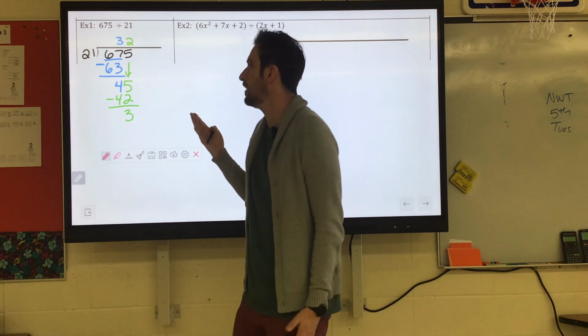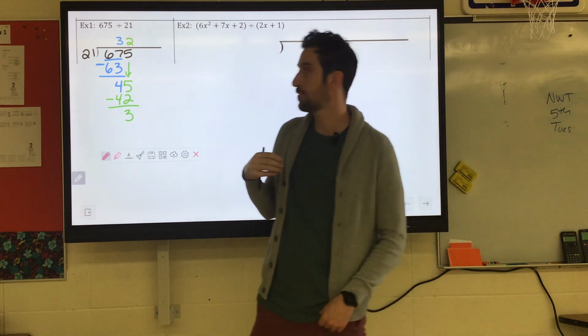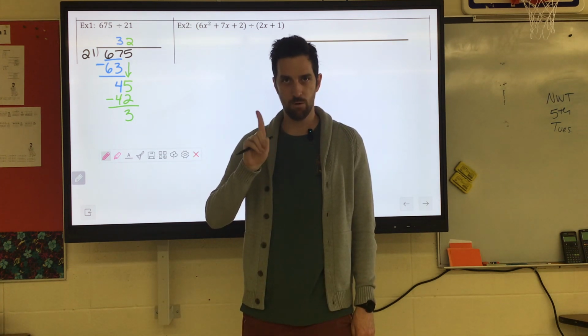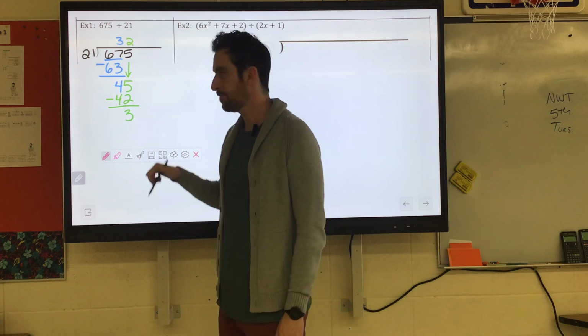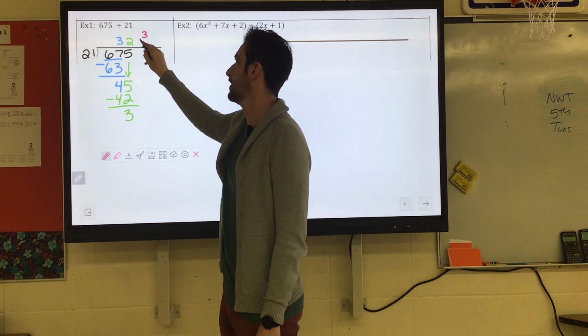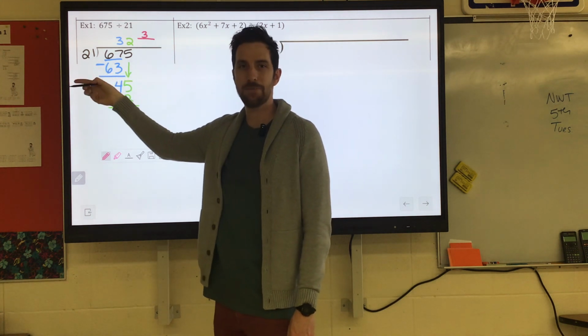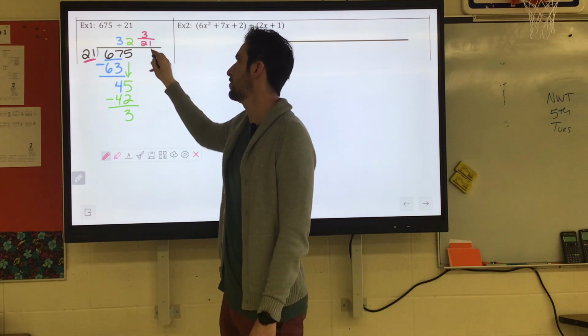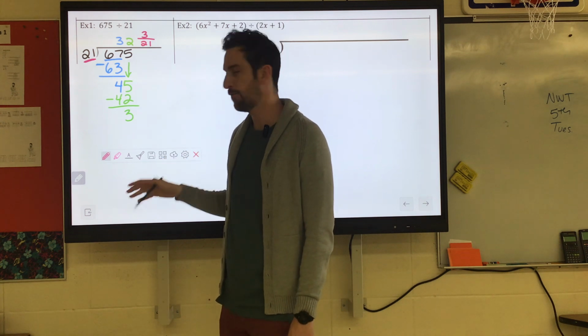So in 4th grade, if it didn't divide out evenly, you might say 32 remainder 3. Not anymore. We're going to take that remainder and make it a fraction. That's going to be the numerator. The denominator is going to be whatever you were dividing by. We were dividing by 21 here. So it's 32 and 3 21sts.